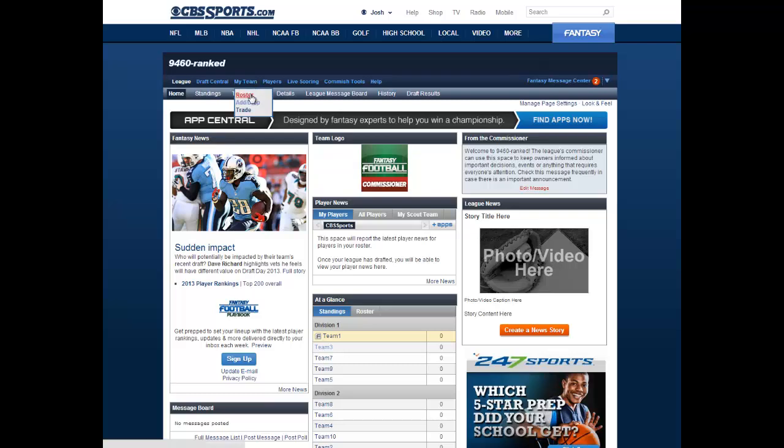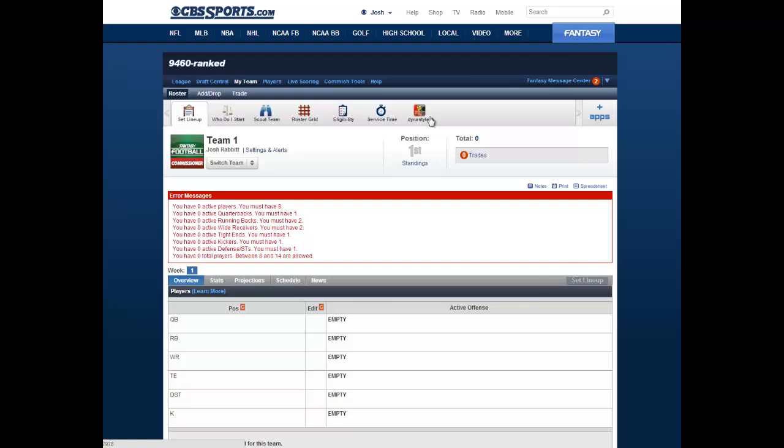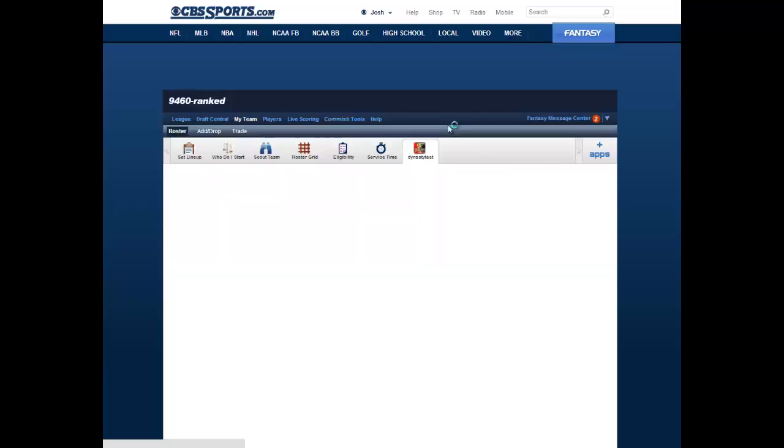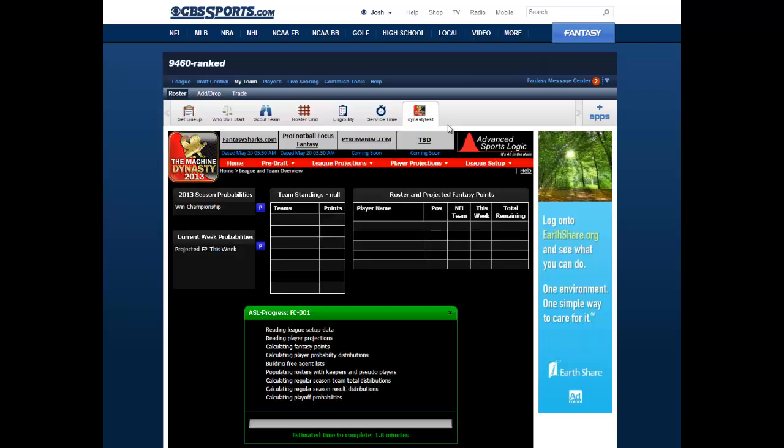The machine for keeper and dynasty leagues can be found under the My Team roster tab. The first time you load the machine for dynasty, it's going to ask you to define your league, whether you have a keeper league or dynasty league. The difference between a dynasty and a keeper league is very important to understand.